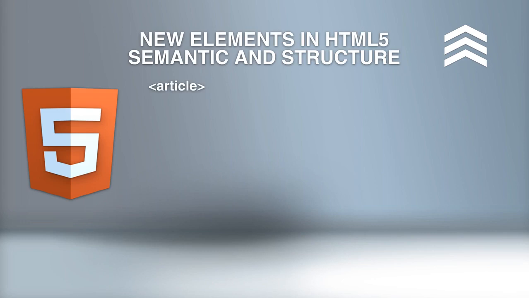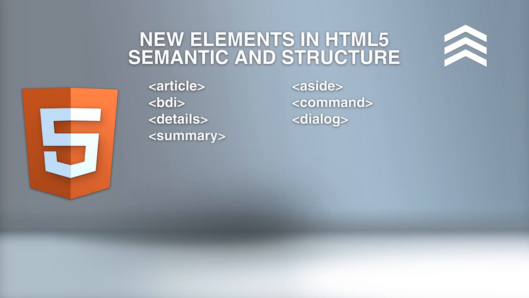Article defines an article. Aside defines content aside from the page content, like a sidebar. BDI isolates a part of text that might be formatted in a different direction from other text outside of it. Command defines a command button that the user can invoke. Details defines additional details that the user can view or hide. Dialog defines a dialog box or window, formerly known as a modal window. Summary defines a visible heading for the details element.